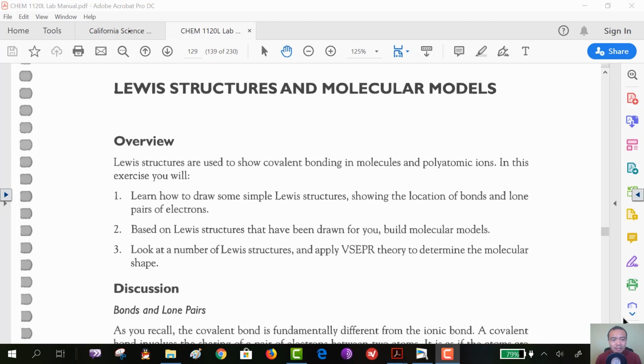Good day, everybody. In this week's experiment, we'll be working on Lewis structures and the molecular models. We'll first learn how to draw Lewis structures. Based on the correct Lewis structures, we should be able to build molecular models. Since we are not in the lab for this week, we'll skip this step. With the same correct Lewis structure, we should be able to derive the correct molecular shape by using VSEPR theory. So first, let's see how to draw the correct Lewis structure.